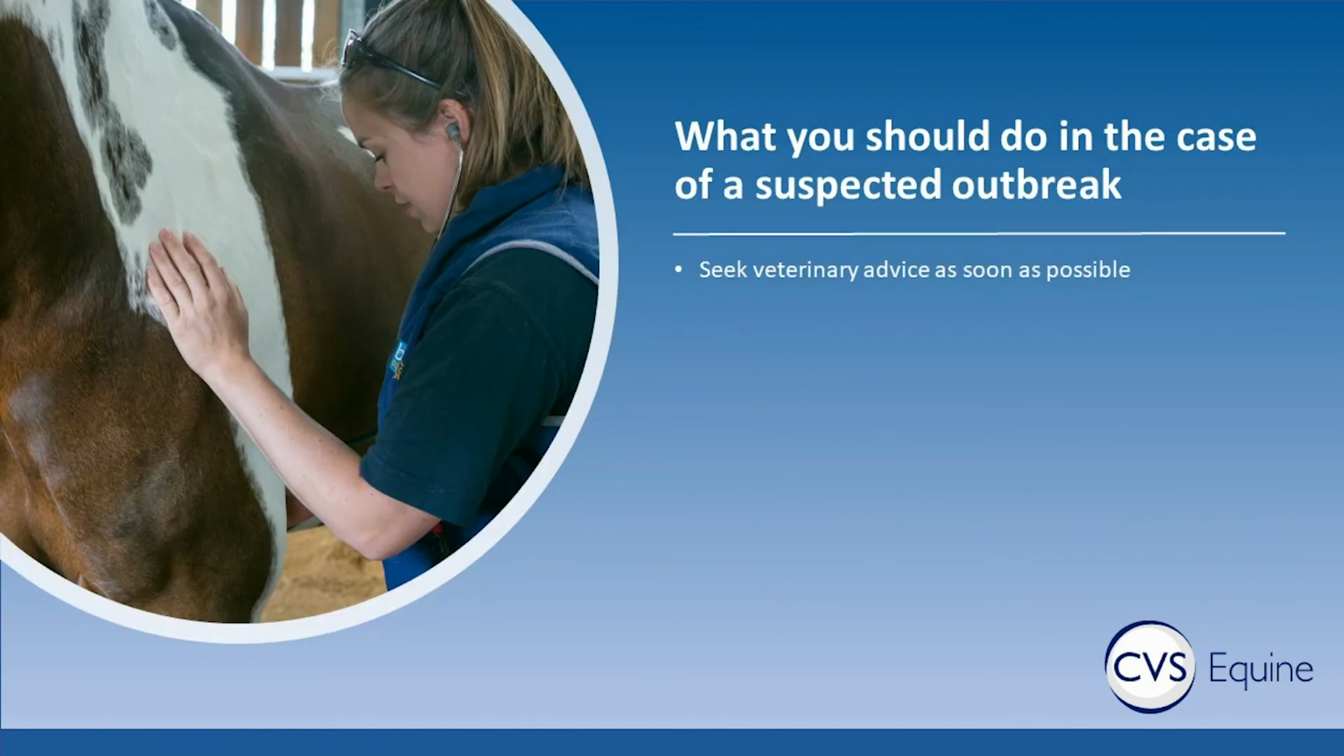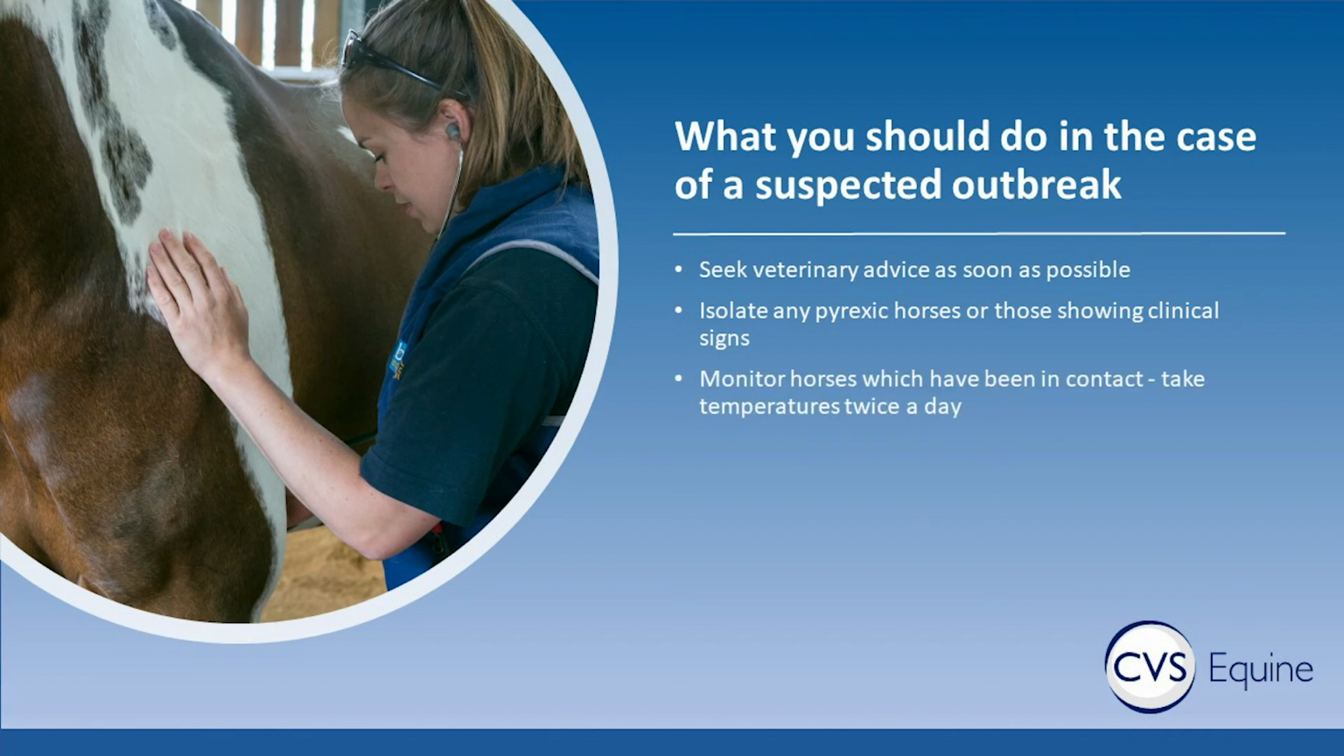If we suspect an outbreak, the first thing to do is always seek veterinary advice as soon as possible. It is important to isolate any horses with a temperature or that are showing any of the clinical signs previously described. In order to do so, please contact your yard manager in order to ensure that this movement of the horses is going to be done safely without putting other horses at risk. It is important to monitor rectal temperatures, not only of the suspected horses, but also the horses that may have been in direct or indirect contact with our horse. The temperatures, as we previously said, are recommended to be taken twice daily.